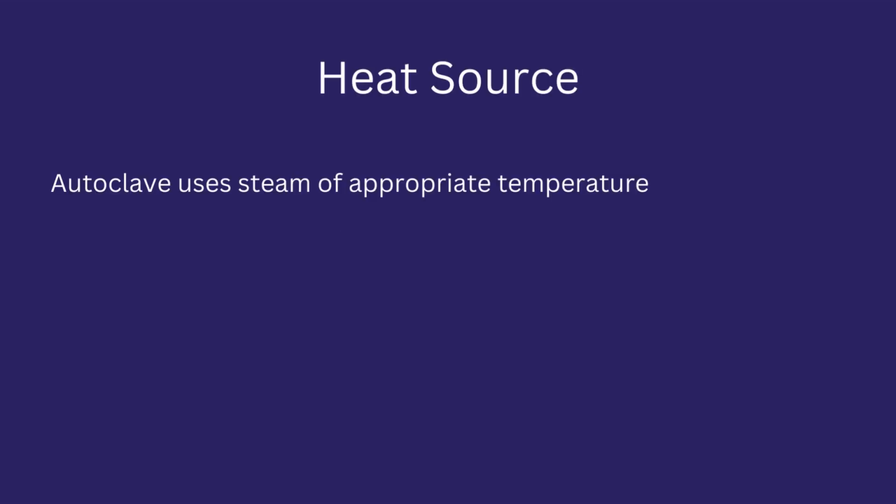Heat source. Let's discuss the heat source in an autoclave. That is how high temperature is achieved in an autoclave. In an autoclave, steam is used as a heat source. Steam of appropriate temperature is injected into the chamber, which creates the desired temperature.